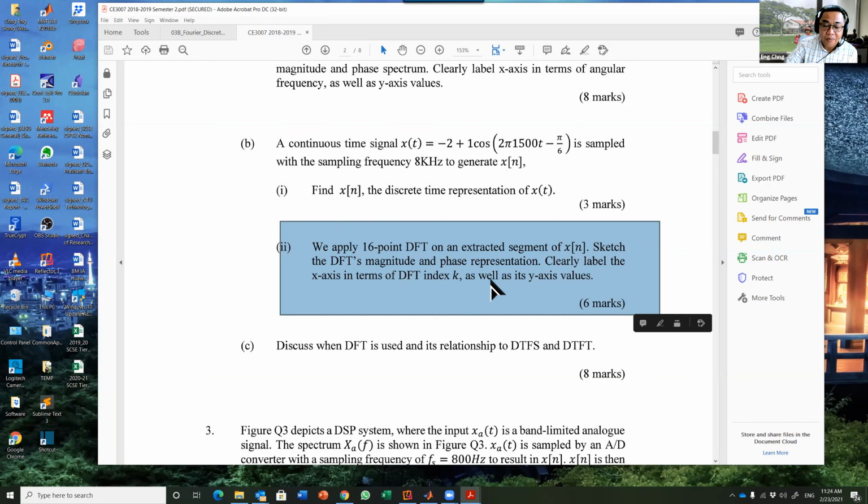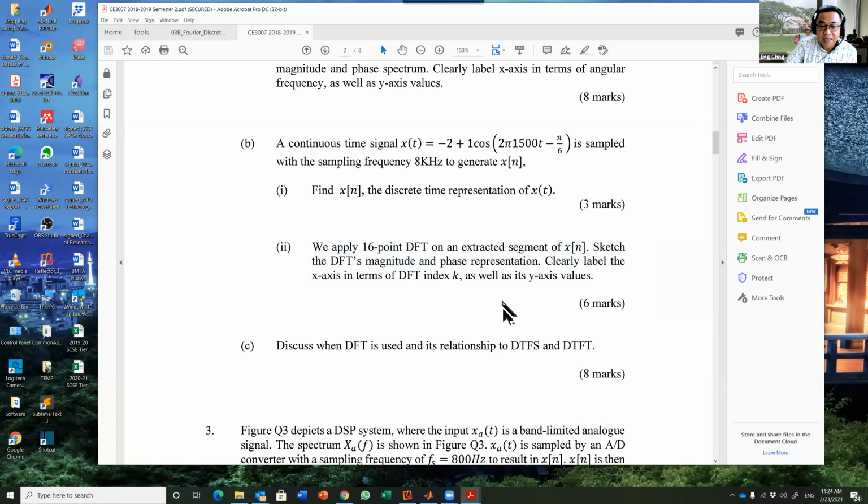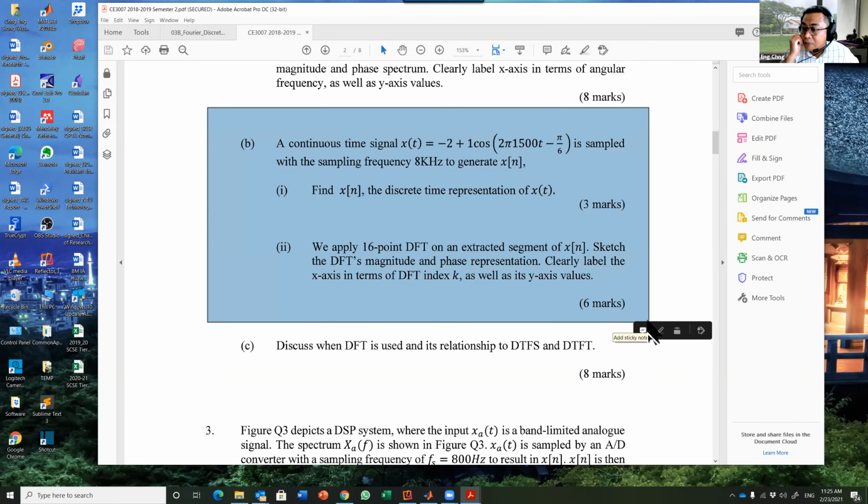And now you have to find what is the index k that is of interest for this frequency, as well as for the DC frequency at the digital frequency part. So this question is not easy. It requires you to understand a lot of things. And finally, in the last question, I'll show you where is the answer.